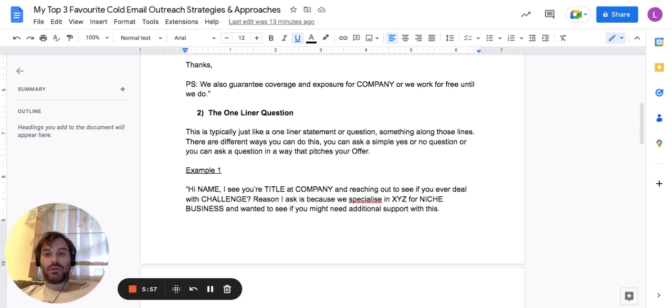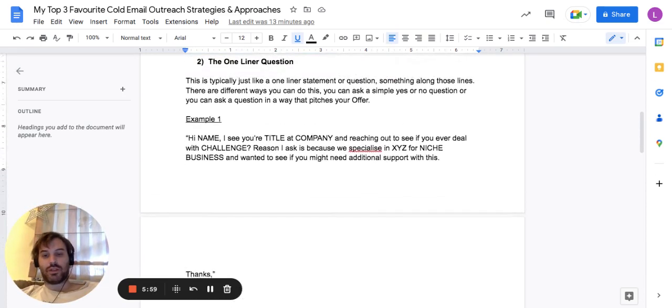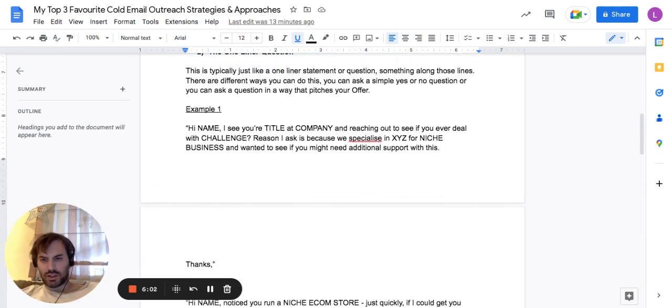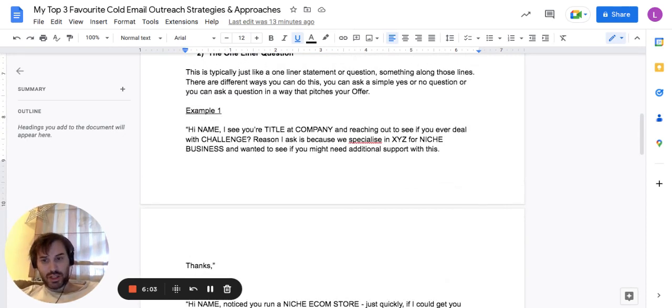Okay, so how you would do it practically. I've got some examples here. I think I got 3 examples on the screen here that I'm going to run through. Again, I'm not going to read out the script. You can see it on the screen. I'm just going to explain the logic behind it. So it's pretty much you're just reaching out and you're asking a question.